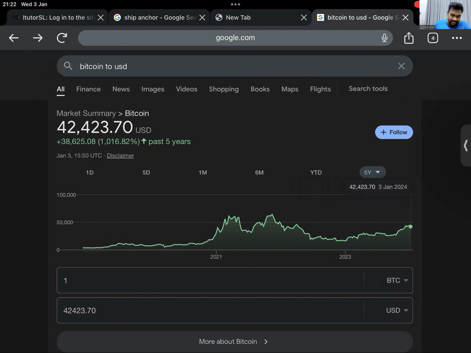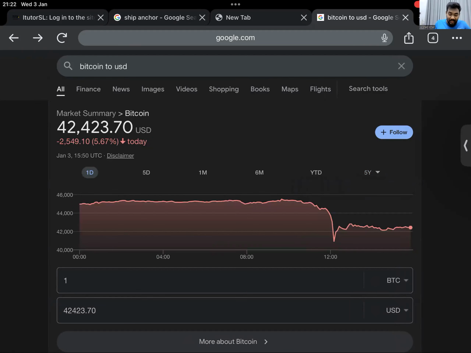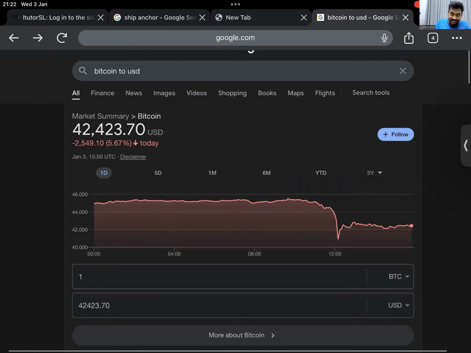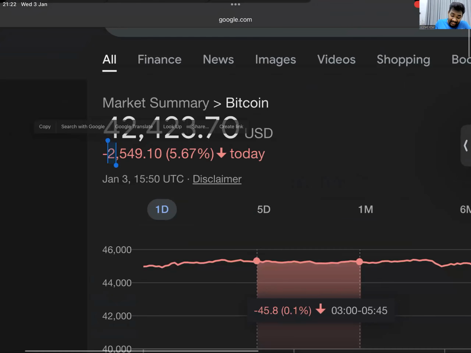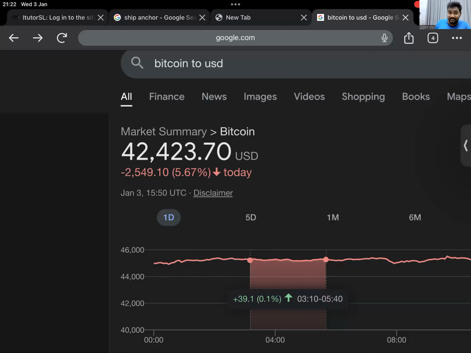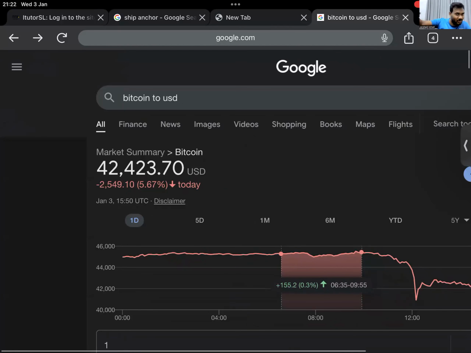So now, if you look at the 1 day chart, see, if you look at the Bitcoin today, it has fallen by $2,000. Yeah, they're saying minus 2,500. Can you see that? So that means yesterday the Bitcoin was around 44,000. Now it has become 42,000. So that's a loss. If anyone bought it yesterday, you don't have to sell it today. If you keep it, it's okay. You have to wait until it goes up again. So you can buy it at one price and wait until it goes up again. You make a profit. That's how Bitcoin works.